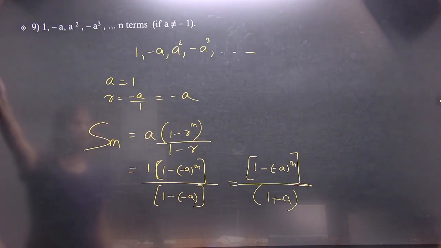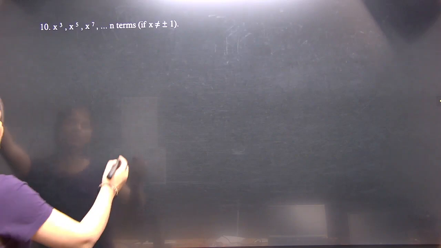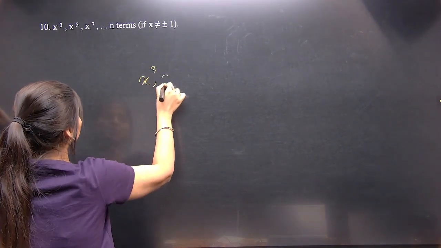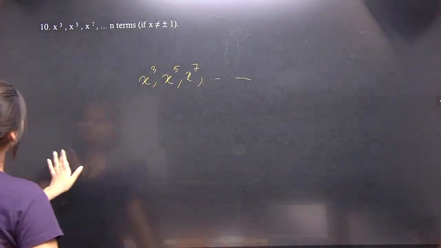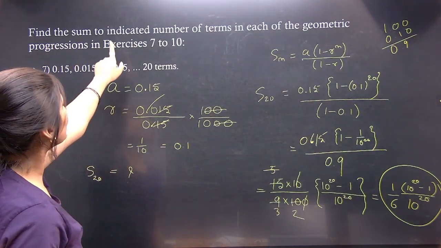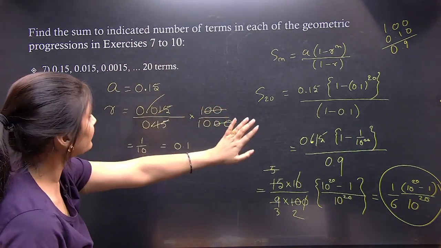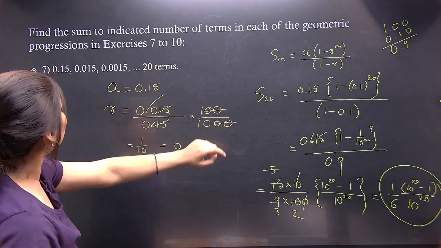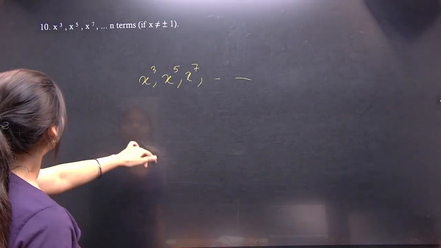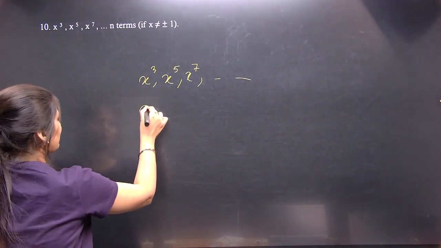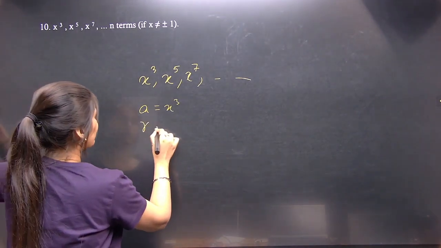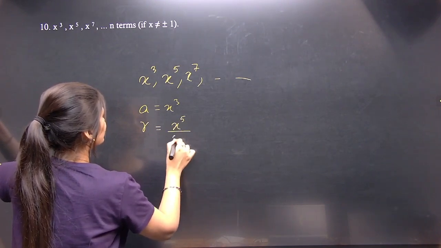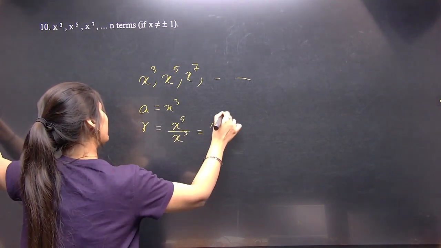So question number 9 is over, and the next question is question number 10. It says x cube, x to the power 5, x to the power 7, and you have to find n terms. The question was to find the sum to the indicated number of terms in each of the geometric progressions 7 to 10. So we are in 10 only. The first term is x cube. The common ratio is x to the power 5 by x to the power 3, so it is x to the power 2.